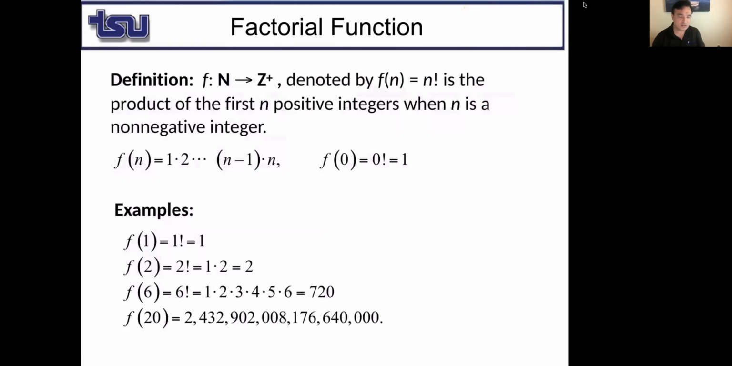And the factorial function, I mean, everybody's familiar with that. Factorial is basically a function from natural numbers to positive integers. In other words, natural numbers, that includes 0 as well. For example, 0 factorial is 1 by definition. n factorial is the product of all numbers from 1 to n.